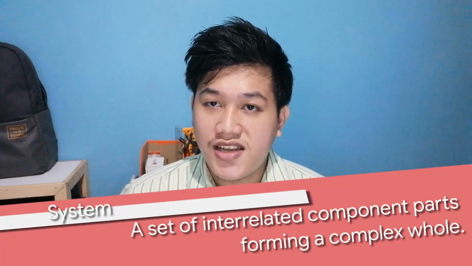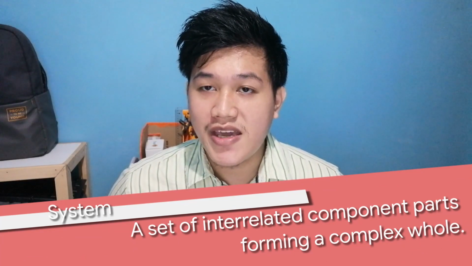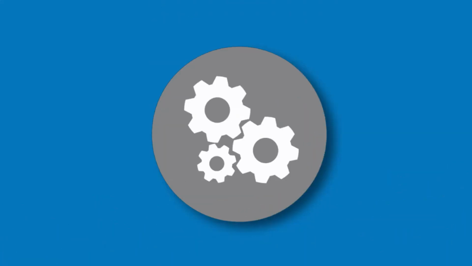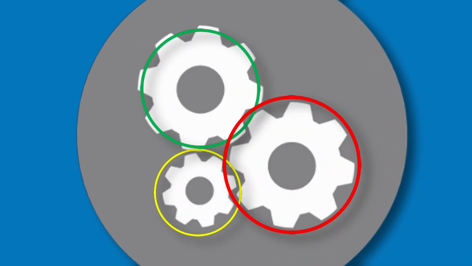According to Google's dictionary, a system is a set of interacting component parts forming a complex whole. You may think that this looks like a settings icon that you see on your phone, and you are right, but at the same time, this is a great representation on how a system works. Each gear is a component of the system, and when one of them spins, the others follow suit.